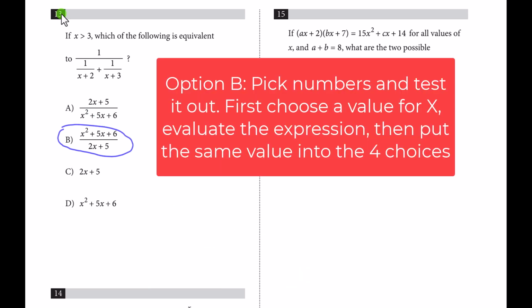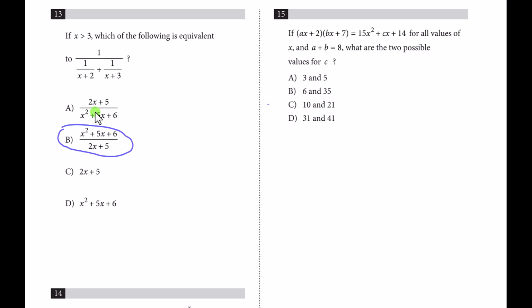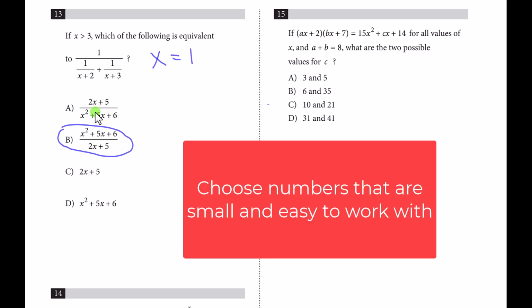Anytime you see a question that has variables in the question stem itself and variables in the answer choices, you can always solve these by picking numbers. What does that mean? That means pick a number for x, we're going to plug that in and see what works out. Now, it does say that x is greater than 3, but in this case, doesn't have to be. We're just going to say x is equal to 1 or 0. You want to be careful with 0. Just make sure there's no division by 0. So we're going to say x is equal to 1. Let's see what this turns into.